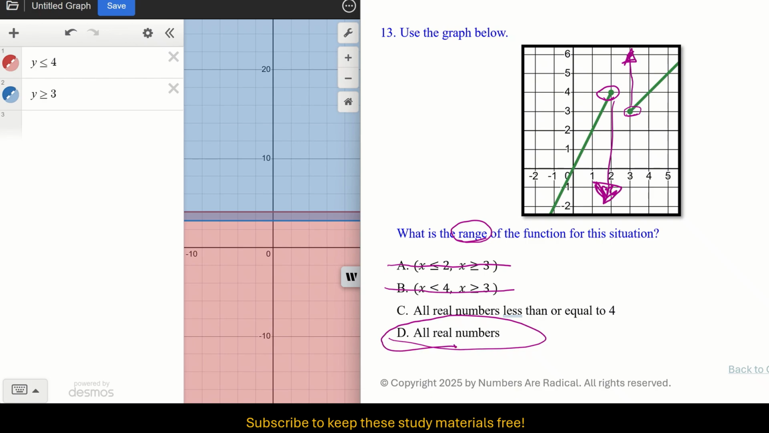C gives a condition, as I stated before. Any other condition means it's not necessarily all real numbers. So C is not valid, and we verified D.